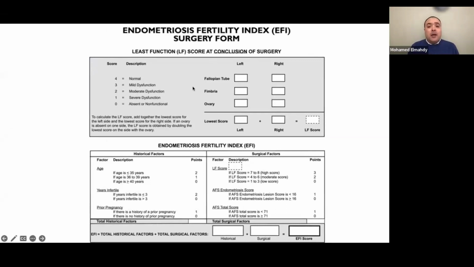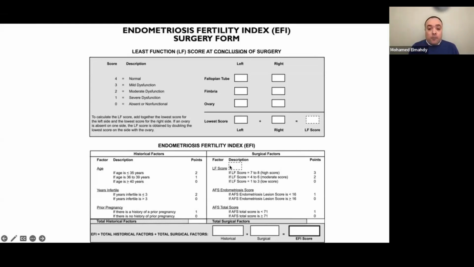The endometriosis fertility index is a combination of historical factors, which are the age of the patient, years of infertility, and history of prior pregnancy or not. Every item is given a score. Then you take the sum of these scores, which is the historical factor.